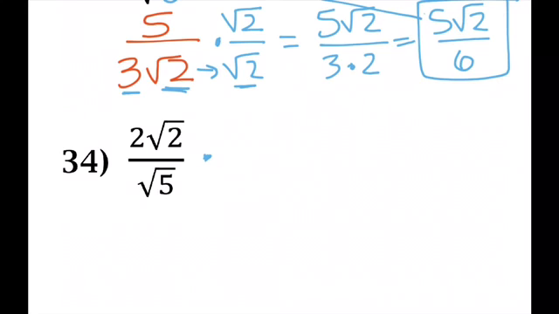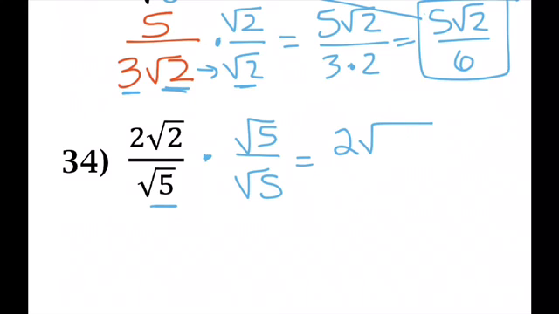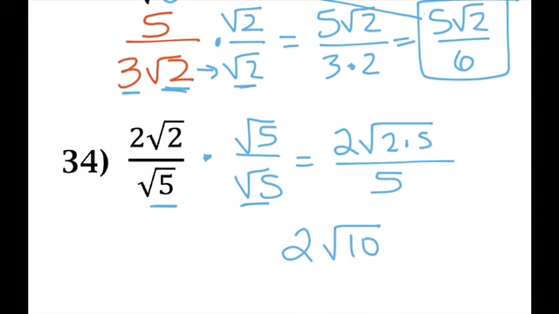The radical in the numerator is not the problem. The problem is this. So I'm going to multiply by square root of 5 over square root 5. So on the top, I'm going to have 2 times square root 2 times the square root of 5, and I can put those under the same radical. I learned that earlier. Over square root of 5 times square root of 5 is just 5. So my simplified answer will be 2 square root 10, there's nothing I can do with that, over 5.